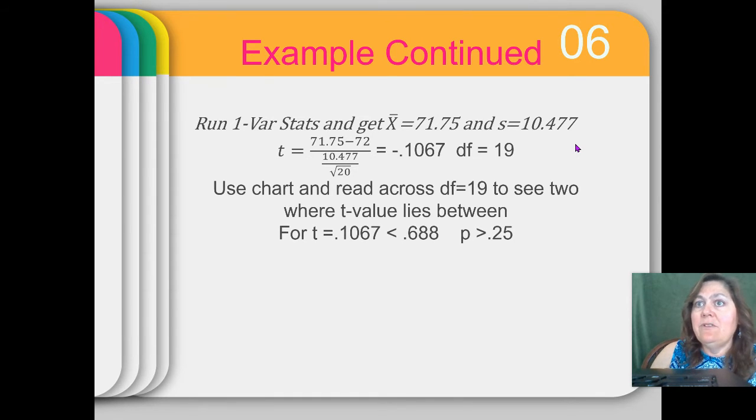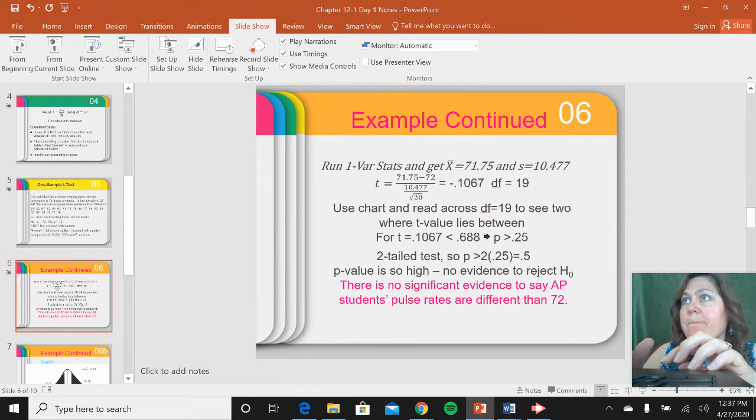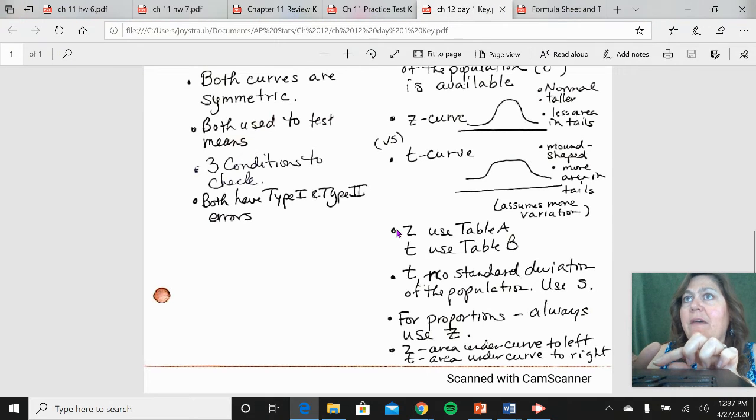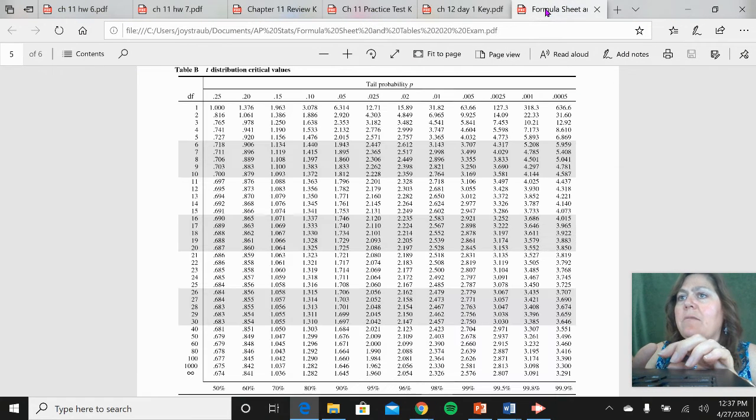This is one of those odd cases where the t value for degrees of freedom 19 actually goes off the chart. It's not between two, it's off to one of the sides, the left side this time. And so when you follow it up to the top, you'll see p is 0.25 and it's greater than that. So I'm again going to interrupt the notes and pull up that t table for you to see what Mrs. Straub is talking about here.